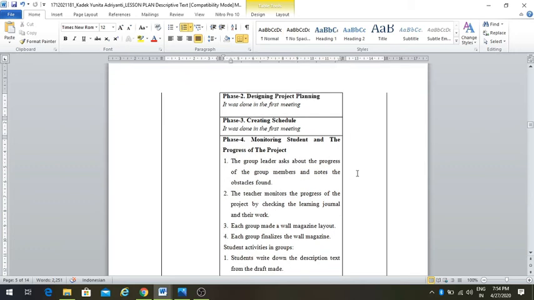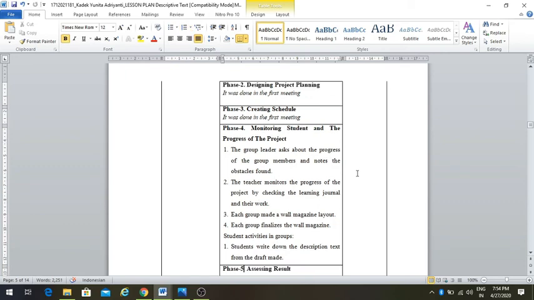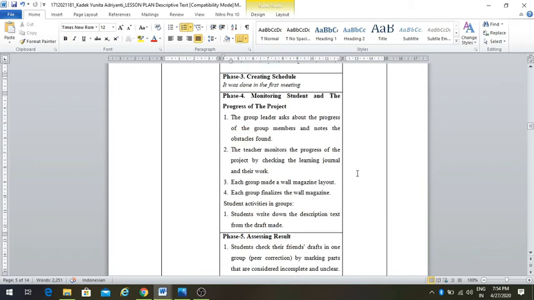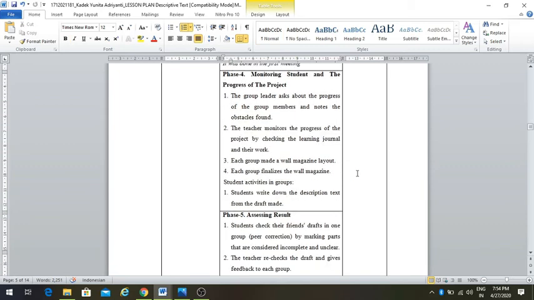Because they compile the information they got in the form of the draft. So in phase 5, which is assessing results, the students check their friends' drafts in one group, or peer correction, by marking parts that are considered incomplete and unclear.